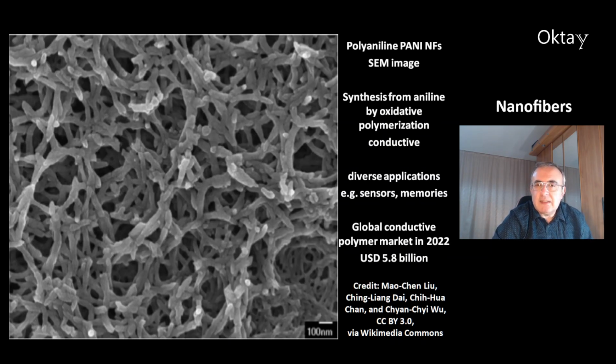There's another scanning electron microscope image of polyaniline, PANI, nanofibers. They're synthesized from aniline. Aniline is a very important organic compound for the chemical industry. The method is oxidative polymerization. And these PANI polymers are known to be conductive. They have diverse applications, for example, for sensors or memories. And the global conductive polymer market in 2022 was a $5.8 billion market.